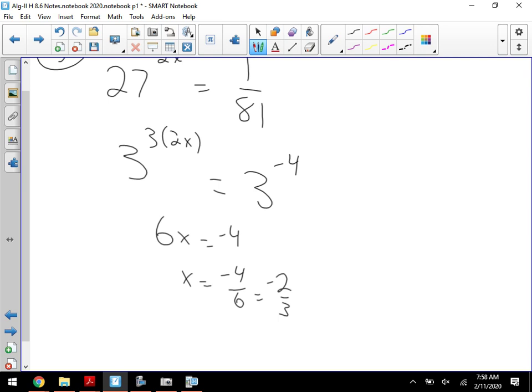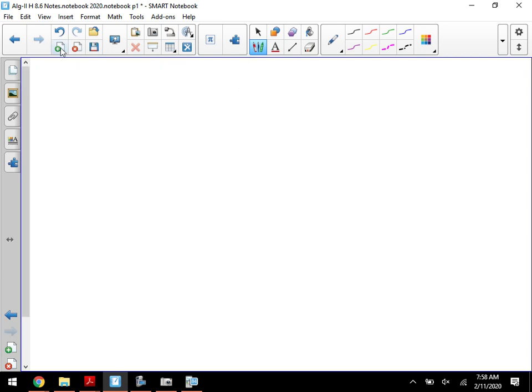And then 4 is very similar to that, where you just have to flip the 8 to a negative, make it a negative 1, 8 to the negative 1. So you have 8 to the x plus 2 would equal 8 to the negative 1. Again, those bases are the same, so you can set the exponents equal to each other.